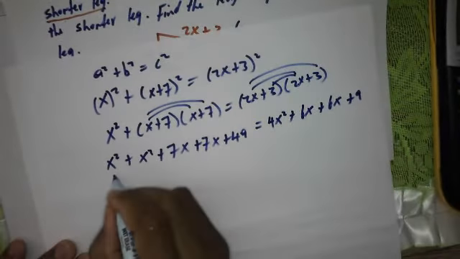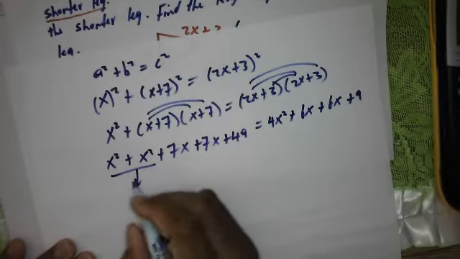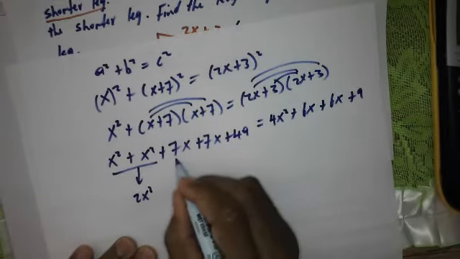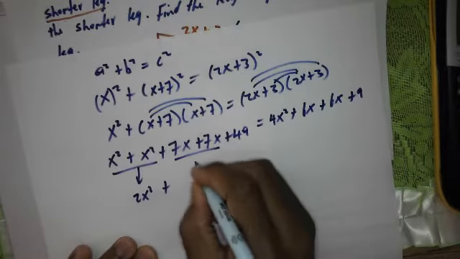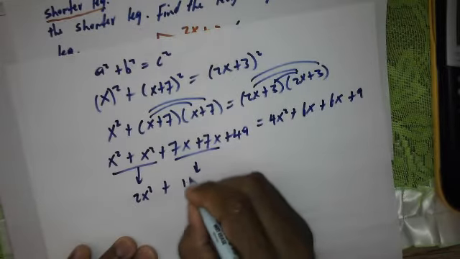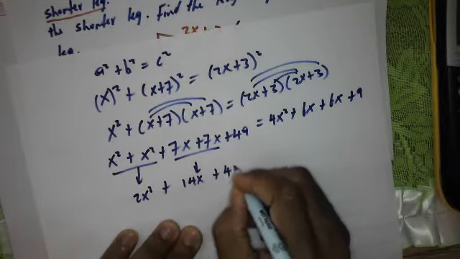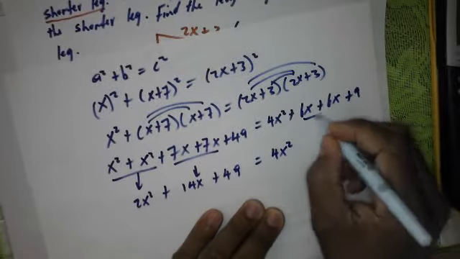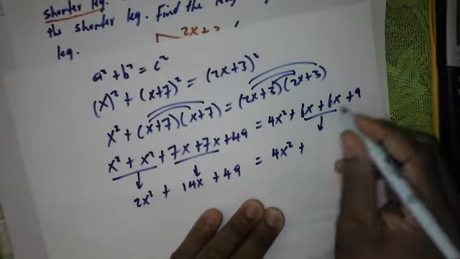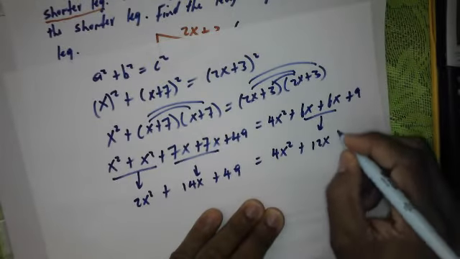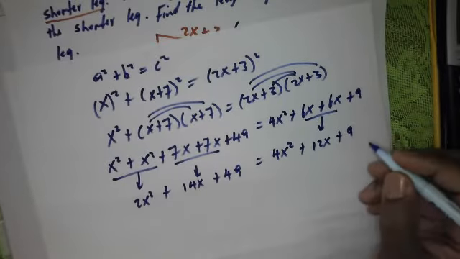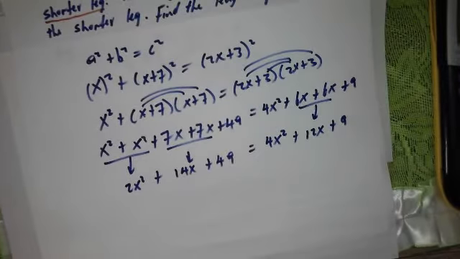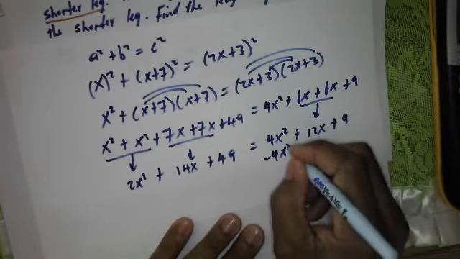Okay? So these two, those are like terms. x squared plus x squared, that is 2x squared. These two, those are like terms as well. 7x plus 7x, that is 14x, plus my 49 equals 4x squared. These two are the like terms. So 6x plus 6x, that is 12x, plus my 9. Alright, so I want all my x squares to be on one side. So of course, I could go ahead and subtract 4x squared from both sides.